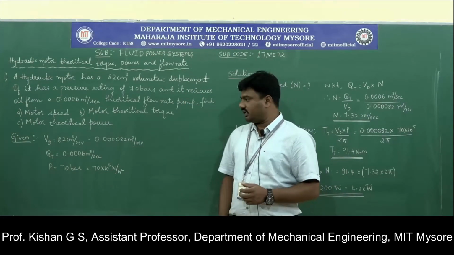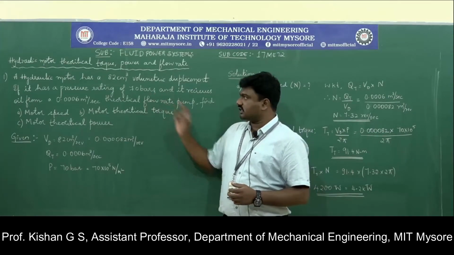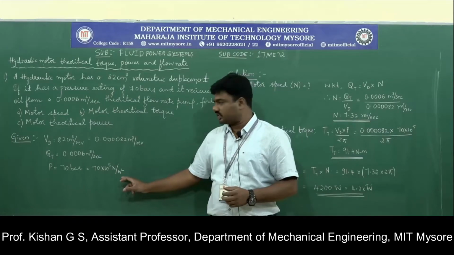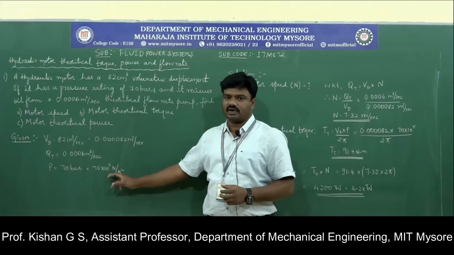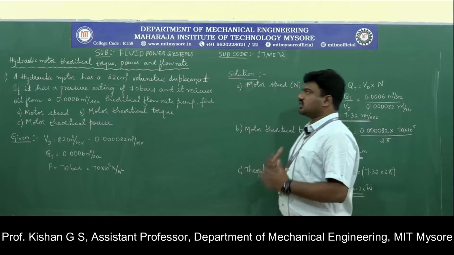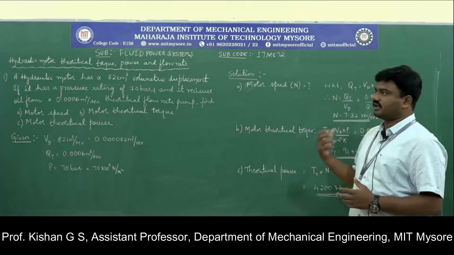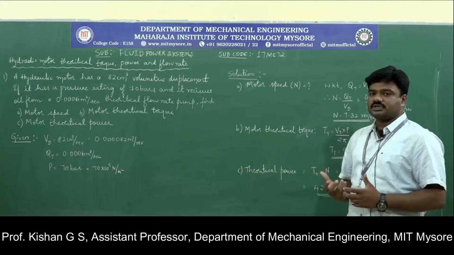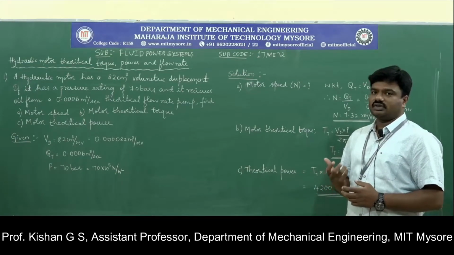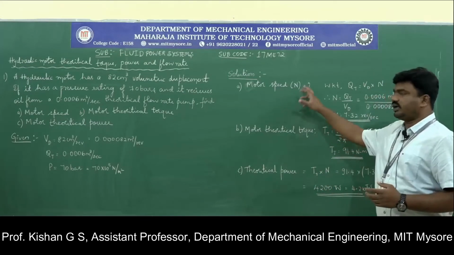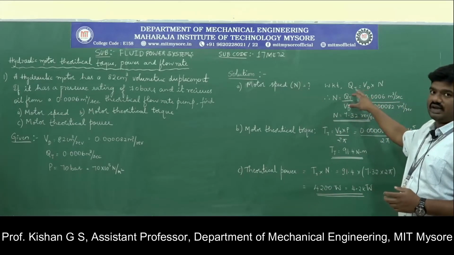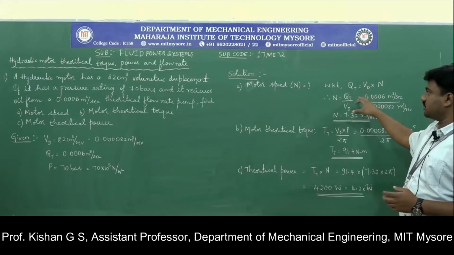flow rate of the pump here, and followed by the pressure is given, that is 70 bar. So bar should be converted into Newton per meter square, that is times 10 to the power of 5. Okay. So now to solve this particular problem, to identify motor speed, theoretical torque and power, we have direct substitution of the values into the formula. So motor speed is N, what we are supposed to identify. We know that Qt is equal to Vd into N. So hence N becomes Qt by Vd.